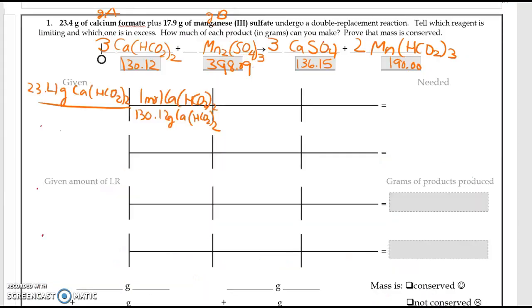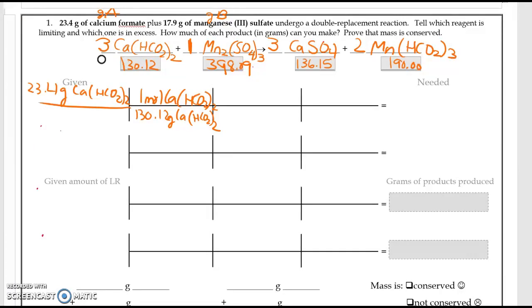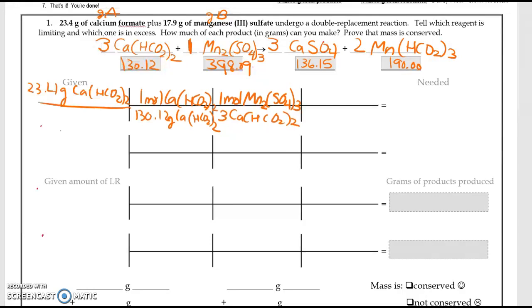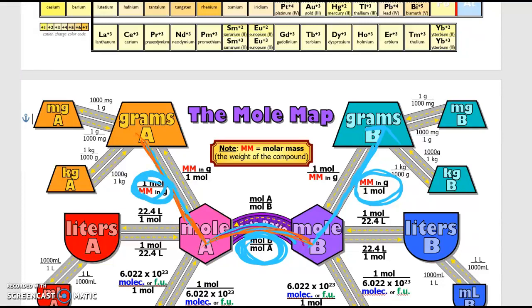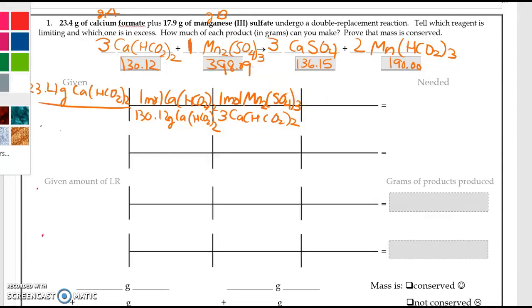Let's go back. Mole B in our example is manganese sulfate right here, and this should be 1, because everything else is balanced. This is the only time you're going to use your mole ratio from the balanced equation, when you're going from moles of one to moles of the next. Mole A is 3 Ca(HCO2)2. So make sure you can balance the equation and write the formulas, because those things are what will help you get your answers. Now we are at mole B, and we go up and use molar mass in grams over 1 mole, grams of B.